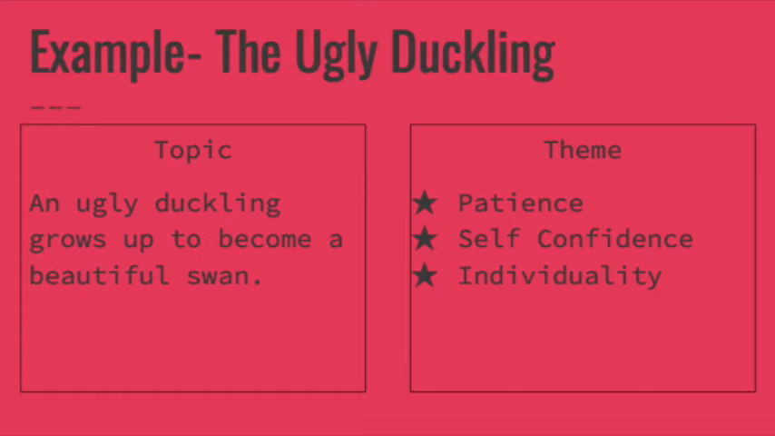So our next example is the ugly duckling. Now the topic of this story is an ugly duckling grows up to become a beautiful swan. Now you can see that I have multiple themes listed for this example, because remember what I said earlier, a story can have multiple themes and that's okay. So the themes in this story are patience, self-confidence, and individuality. And there could be more, those are just 3 examples.